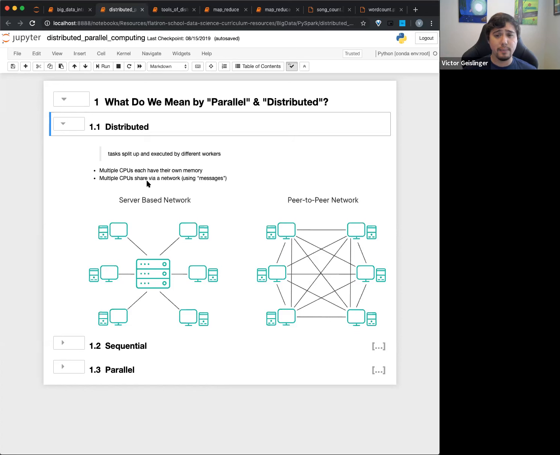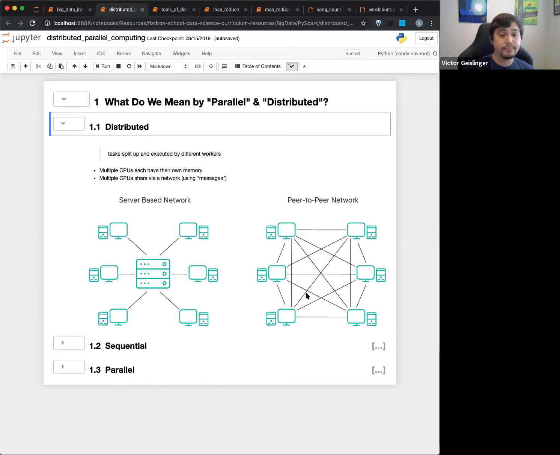Usually we think of these CPUs as being connected on a network, and essentially they're passing messages. You can see here a more server-based network where you have one main computer and it's split off to different parts. You can also have a peer-to-peer network where the different CPUs communicate directly with each other. Both of these could be distributed systems.